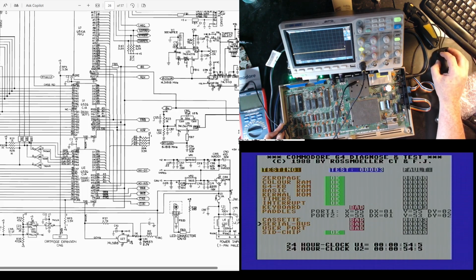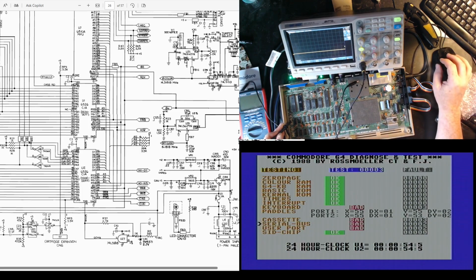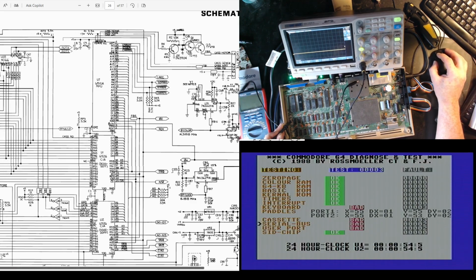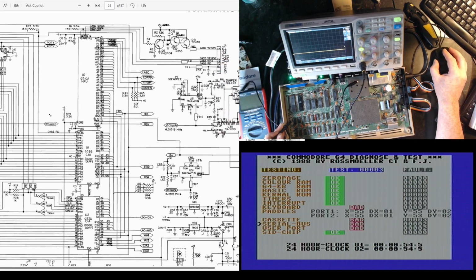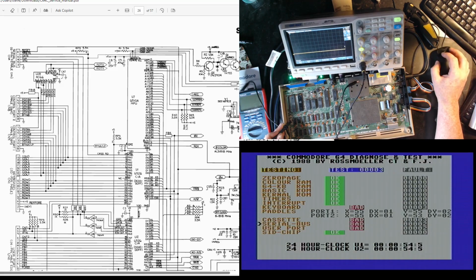Okay, so I was looking at this inverter here, the 7406, which in this case is this one here, which is 7707. And I was thinking that there was an issue with this because on the serial bus, let's scroll this over a little bit again. So I have to move things around.